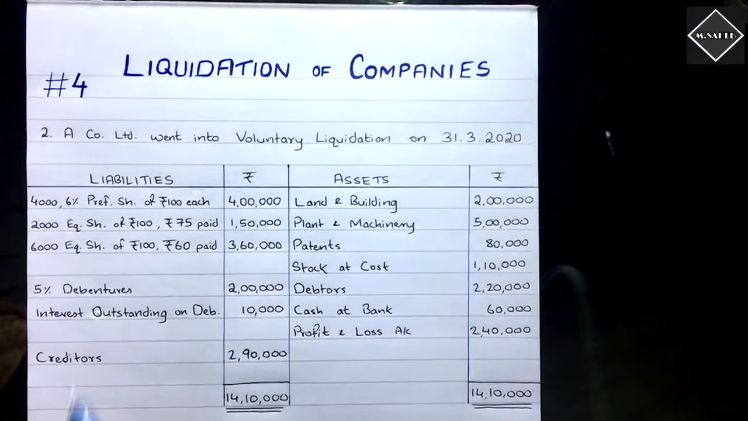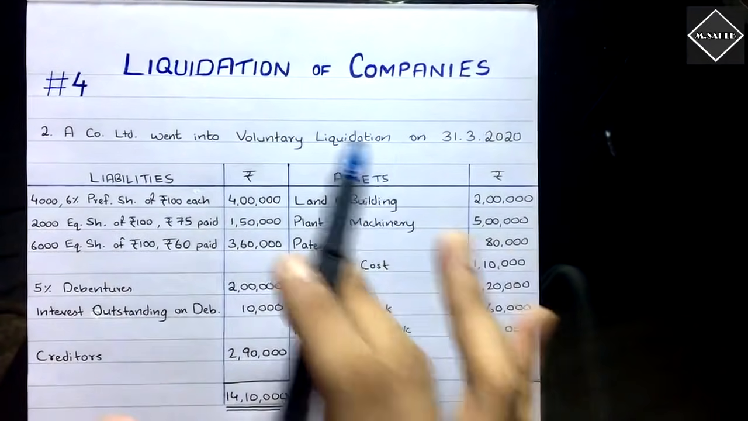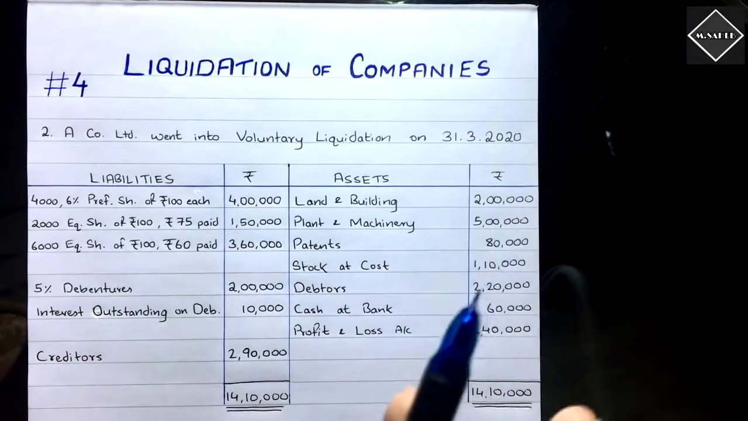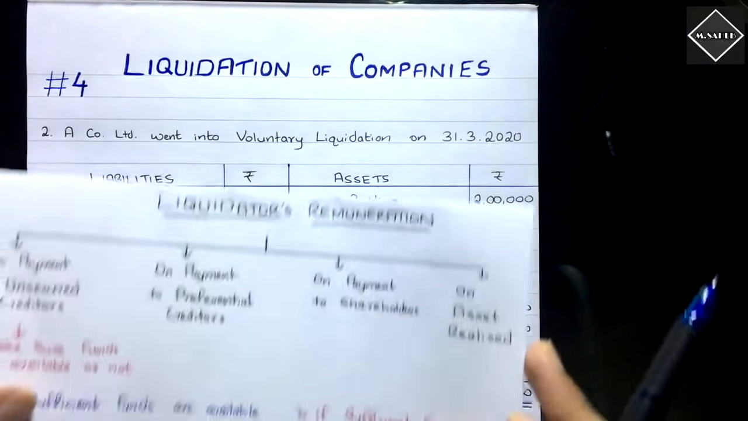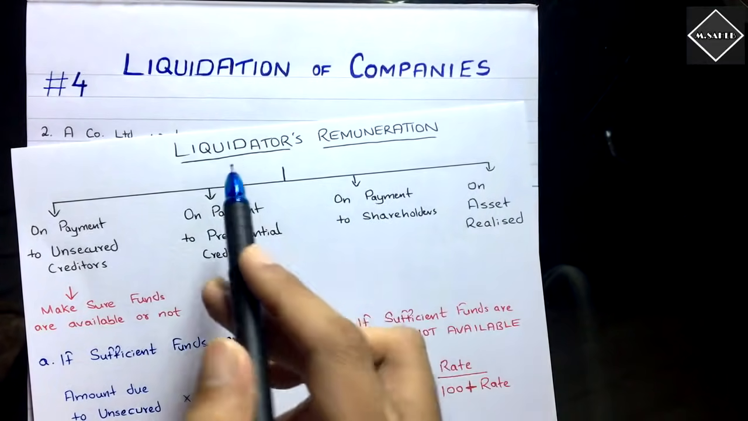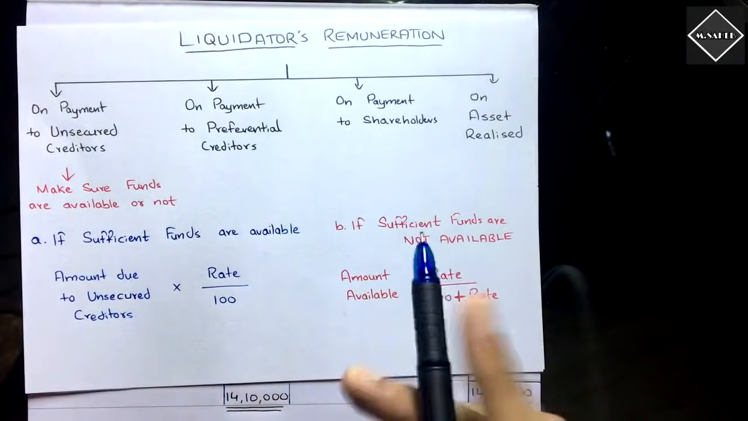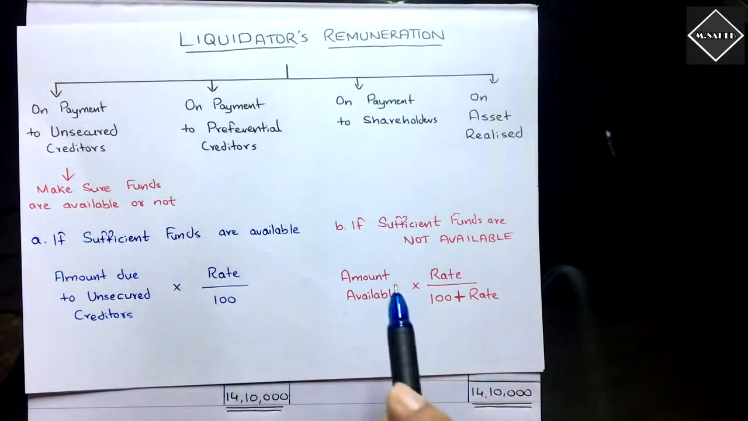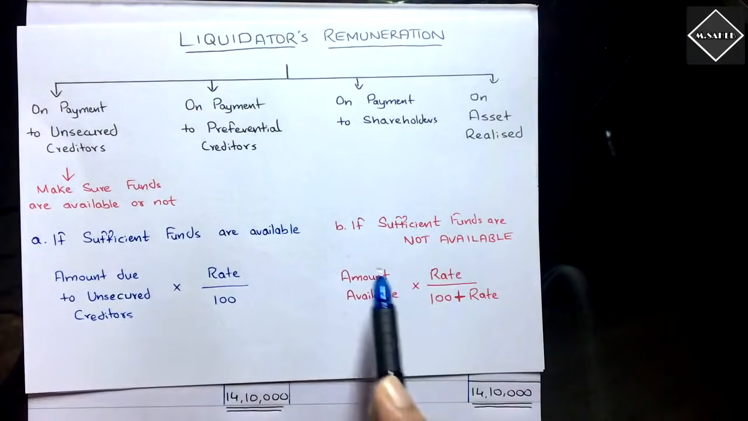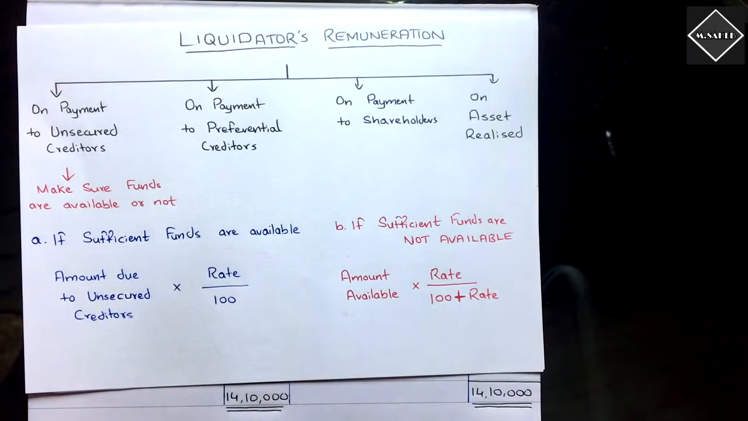Hi everyone, this is the fourth video of the liquidation chapter. In the previous three videos we have seen the concept of liquidation and the format of the Liquidator's Statement of Account. In the third video we solved a problem focusing on the liquidator's remuneration, especially how to calculate the remuneration on unsecured creditors if sufficient funds are not available, right? We discussed all that in the previous video.